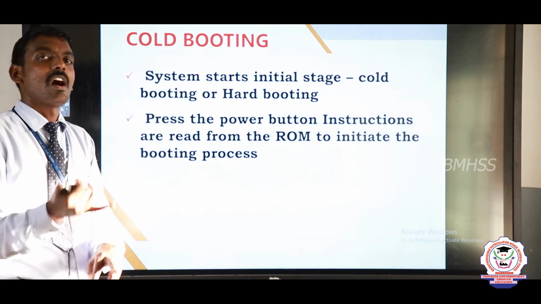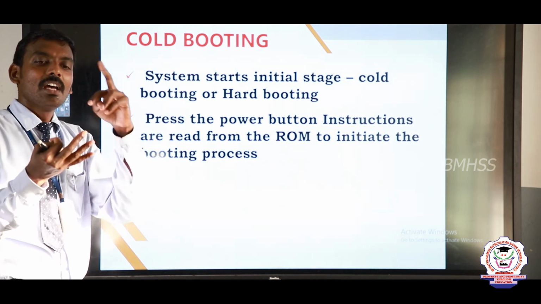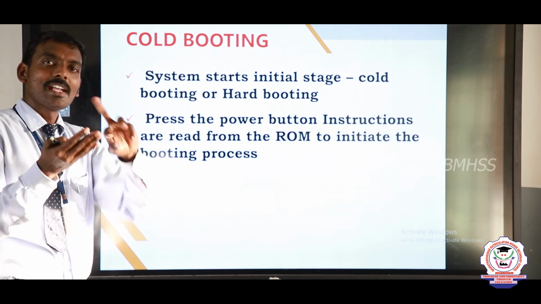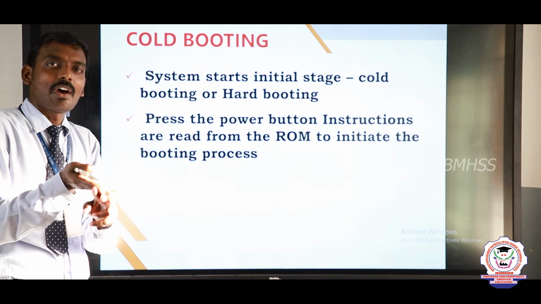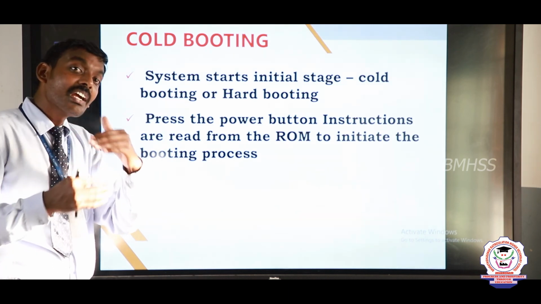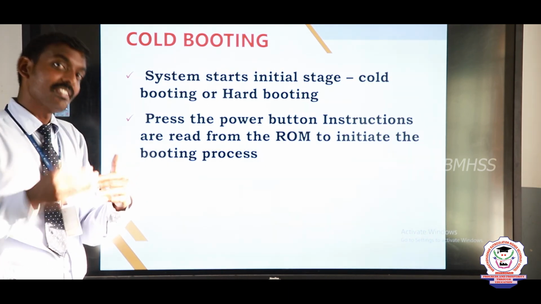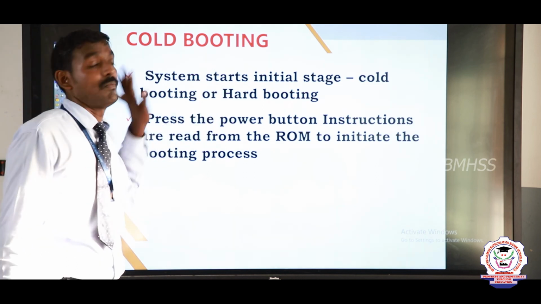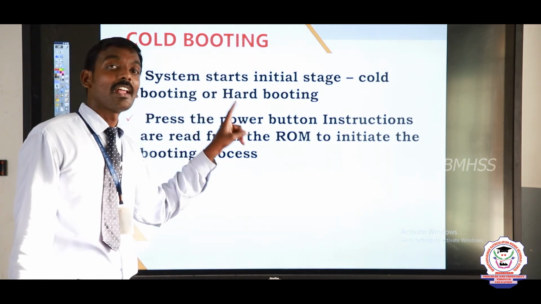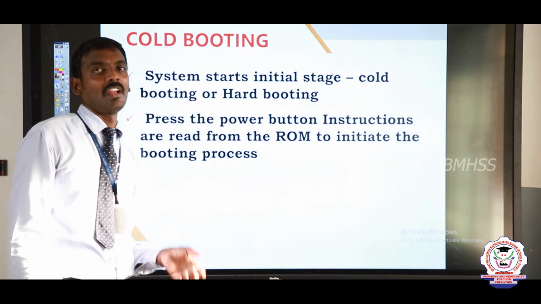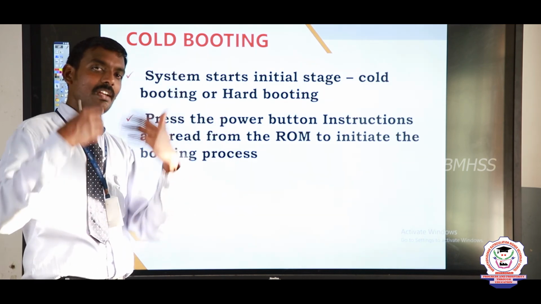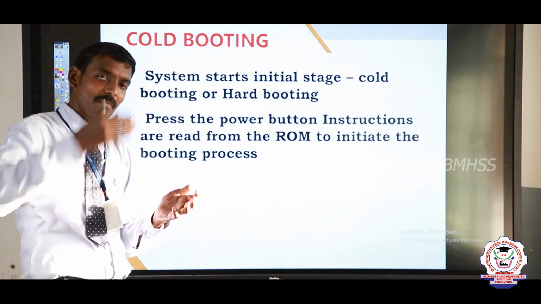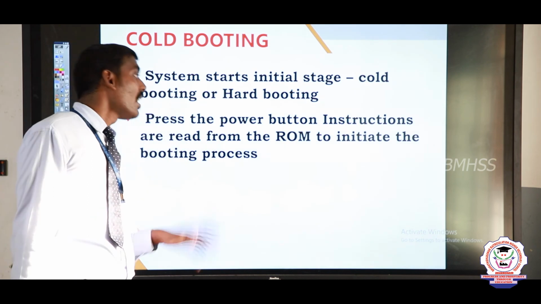Whether the keyboard is connected or not, whether the mouse is connected or not, whether the hard disk is properly inserted or not, and whether the CMOS battery is properly connected or not. It is checked in that initial stage itself. So it is called cold booting. Cold booting is also called hard booting. Why is it called hard booting? All the tasks are repeatedly done from the initial stage, so it is called hard booting.